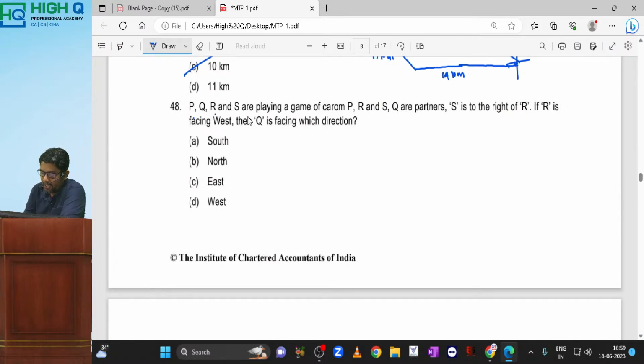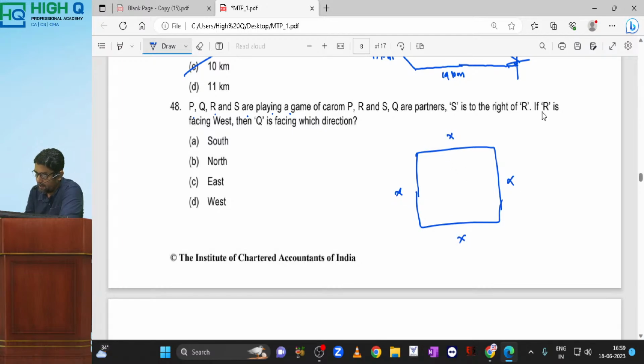P, Q, R and S are playing a game of carom. So you understand, carom means they are sitting opposite to each other. Now, S is to the right of R. It's like a cyclic arrangement. Whenever there is a cyclic arrangement, one position has to be fixed. So let me fix S. S is right side of R.